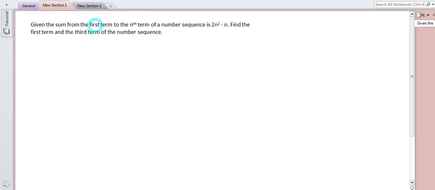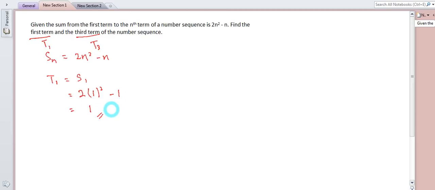Given the sum from the first term to the n terms of a number sequence is this. So from here we know Sn is equal to 2n squared minus n, right? So find the first term. We want to find the first term, which is T1, and the third term, which is T3. Just now you remember T1 is equal to S1, right? So T1, the first term, must be equal to S1. 2 times 1 squared minus 1. So this is 2 minus 1, you get 1. So the first term is 1.